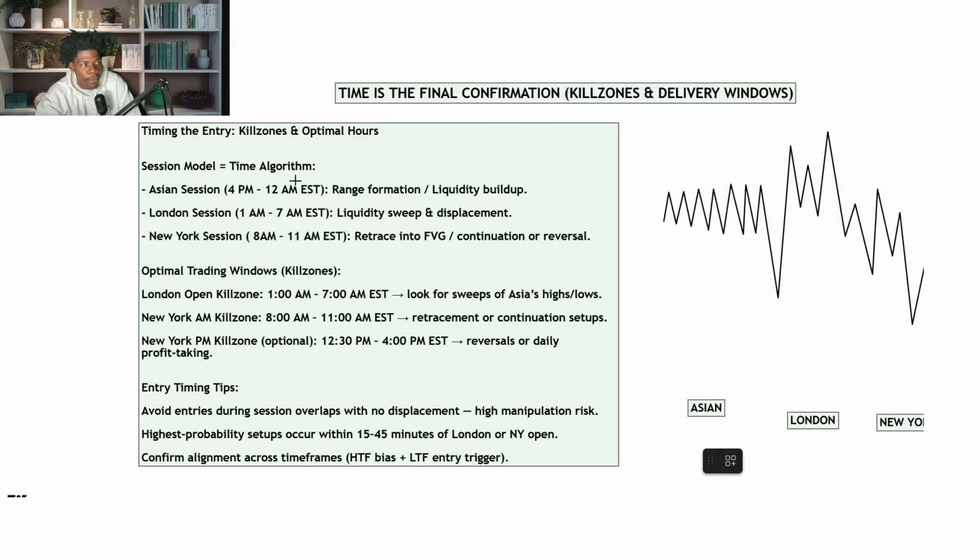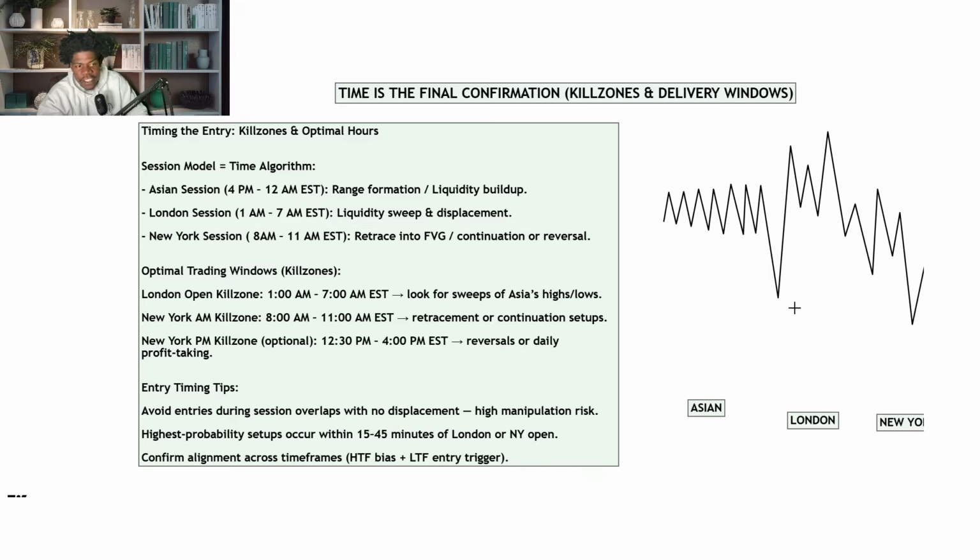Let's go over the session model, the time algorithm. Like I stated, we're trading an algorithm. The Asian session is from 4 p.m. to 12 a.m. Eastern Standard Time. This is our range formation and liquidity buildup. As you can see right here, this is what we call the Asian session. Liquidity is being built above and below the range. The London session is from 1 a.m. to 7 a.m. This is our liquidity sweep and our displacement.